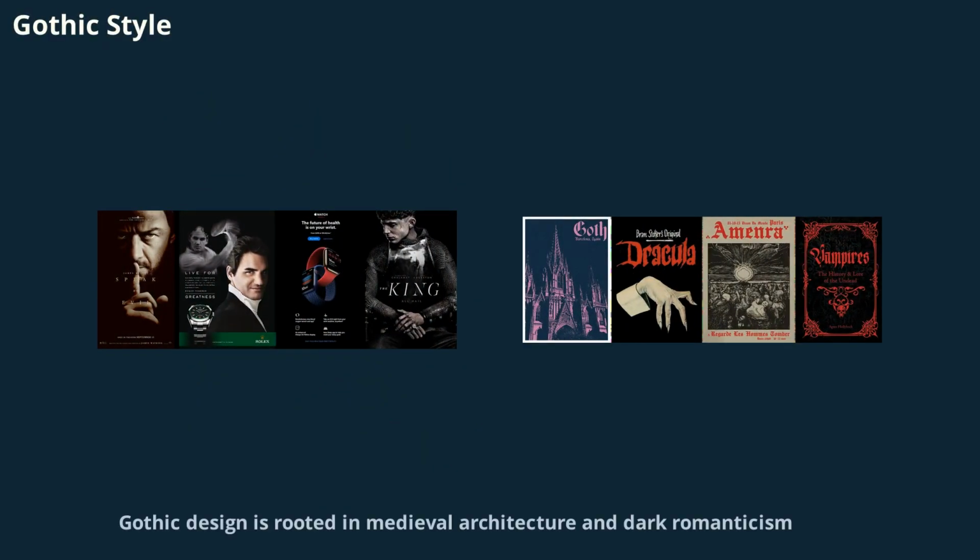Gothic design is rooted in medieval architecture and dark romanticism. It's characterized by pointed arches, dark color palettes, and ornate lettering. It evokes mystery and spiritual depth. Core elements are blackletter fonts, stained glass textures, stone motifs, and deep purples and blacks. The mood is dark, dramatic, and historic, perfect for fantasy book covers, music posters, or alternative fashion.